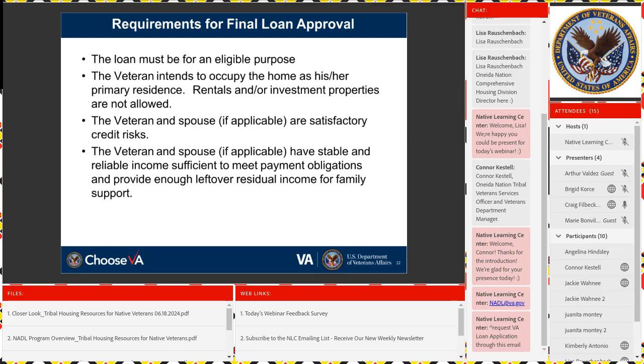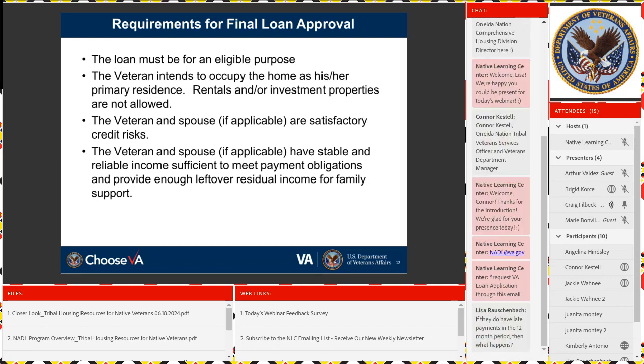Oh, and one other thing on this is residual income. After we look at all the veterans' debts versus income, DTI, we also want to see how much money is left over at the end of the month. Depending on the family size, we want to see maybe at least $800 to $1,500 left over at the end of the month to also make sure the veteran has enough money to live off, groceries and so forth. We don't want to set anybody up where they can't afford their payments.